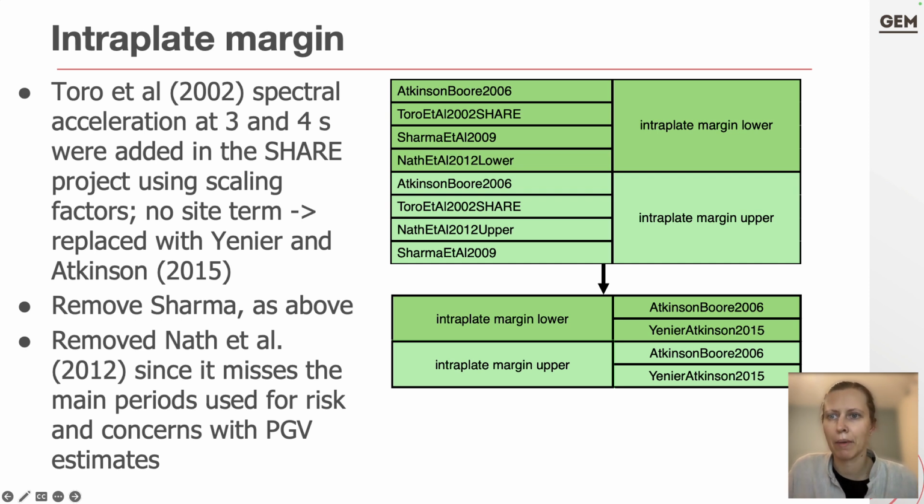In the case of the intraplate margin, we found that there were GMPEs not including a site term, namely the Toro GMPE, and so we replaced this with one by Yenier and Atkinson. We also removed Sharma for the same reason as above, and we've also removed the Neth et al. GMPE since it misses the main periods used for risk, and also had some concerns with the PGV estimates that were coming from this GMPE. So we replaced these logic trees with a 2 GMPE logic tree that was used for both the upper and lower margin.